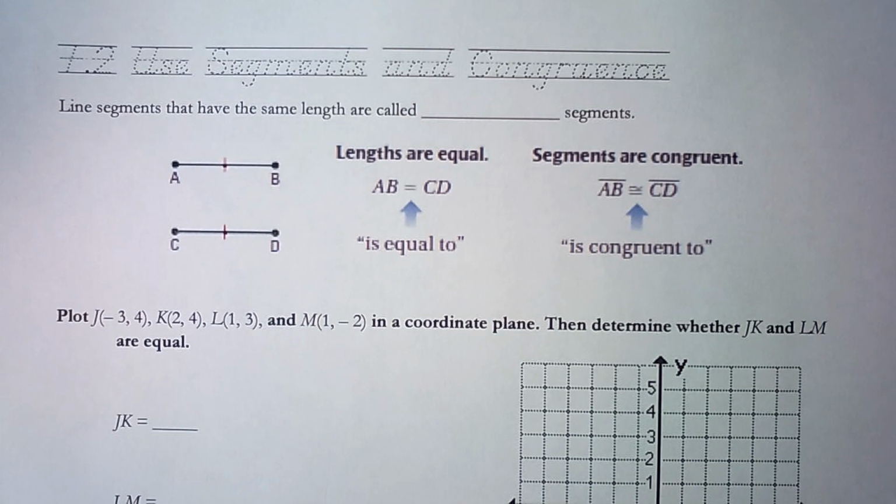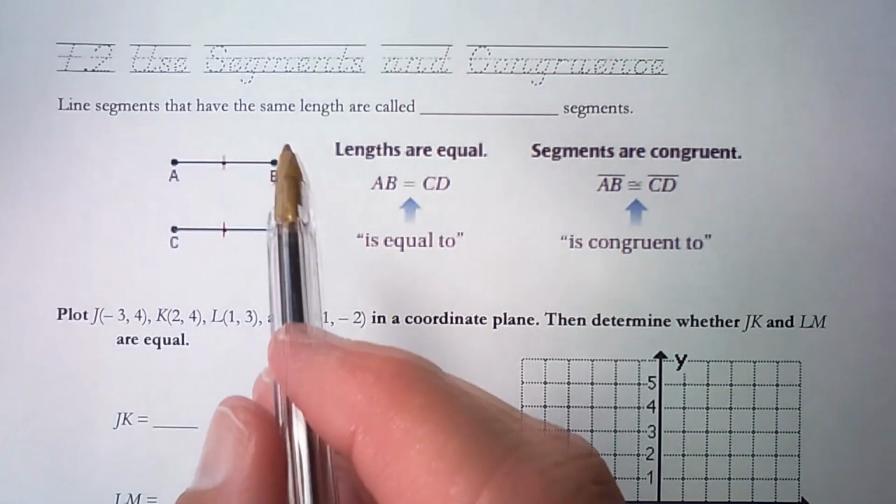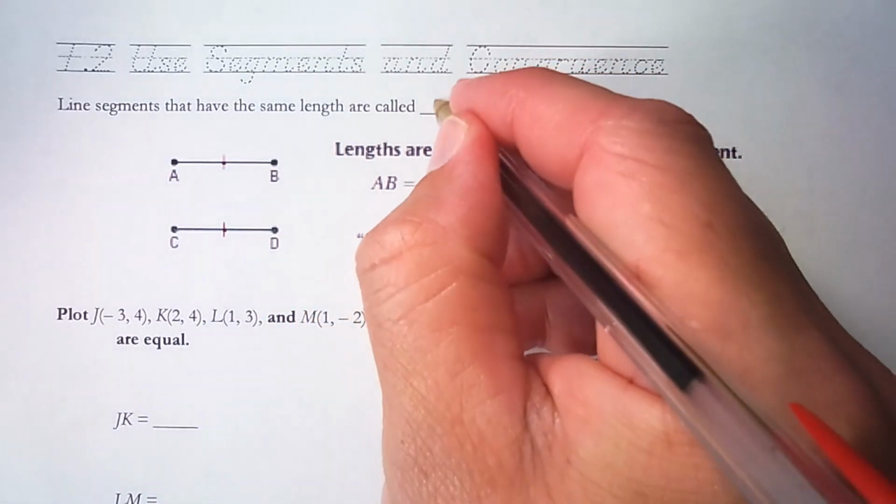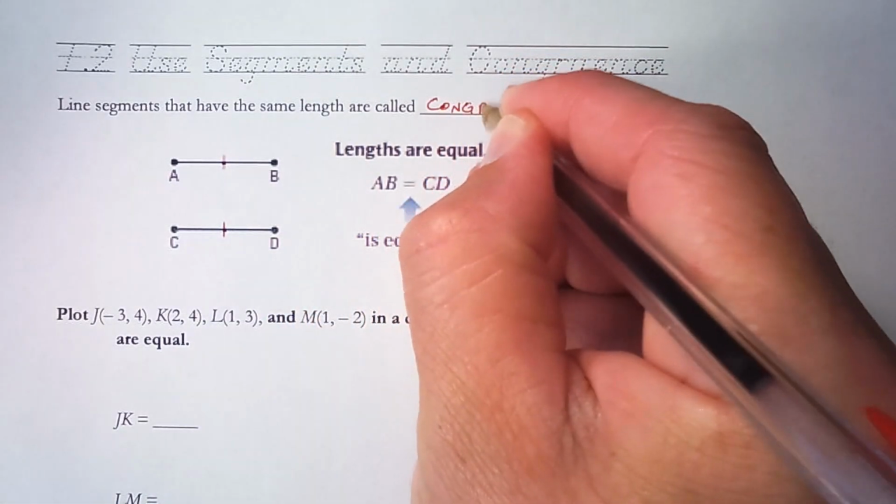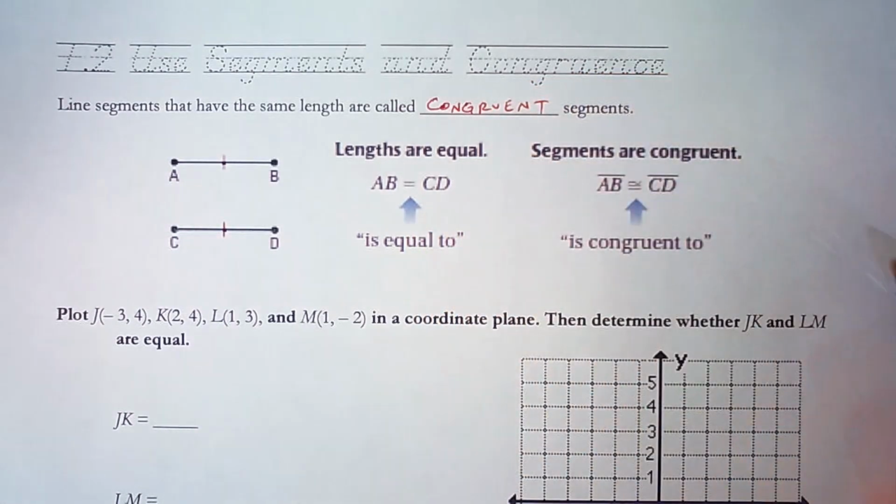We're now on our final portion of this lesson, and we're going to talk about congruent segments. Line segments that have the same length are called congruent segments. They are not called equal segments. Equal segments would be two segments that are exactly the same segment. Congruent segments are more than one line segment that happen to have the same length.